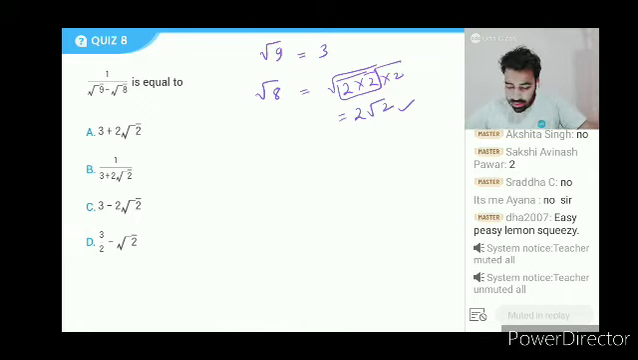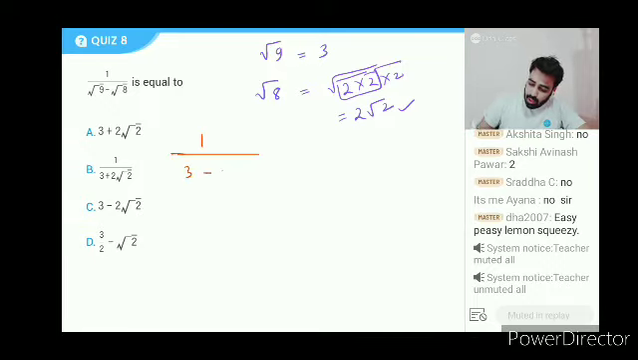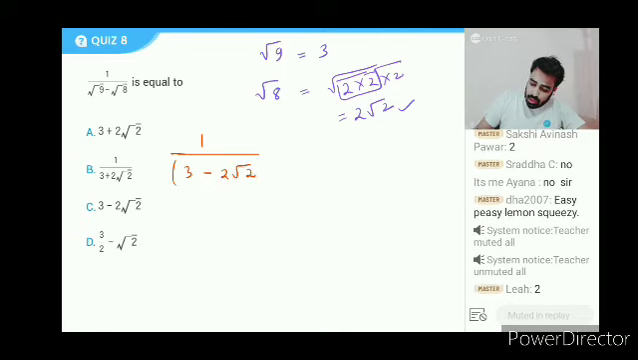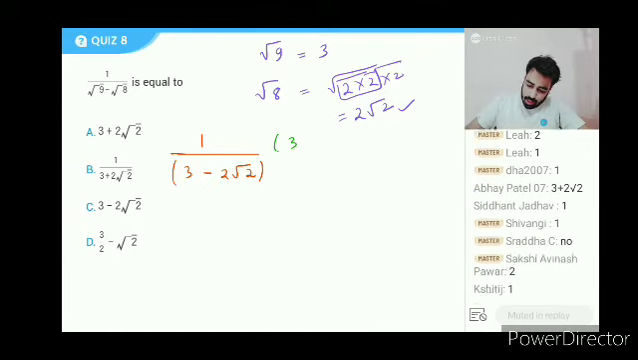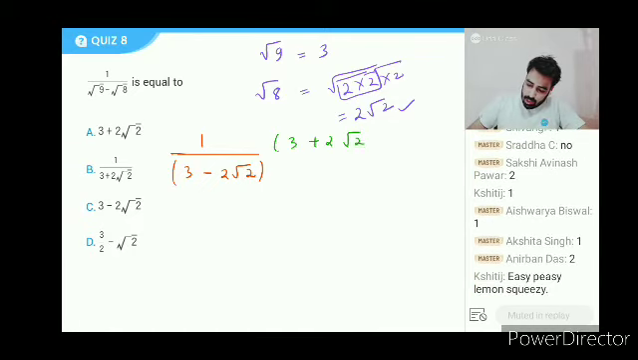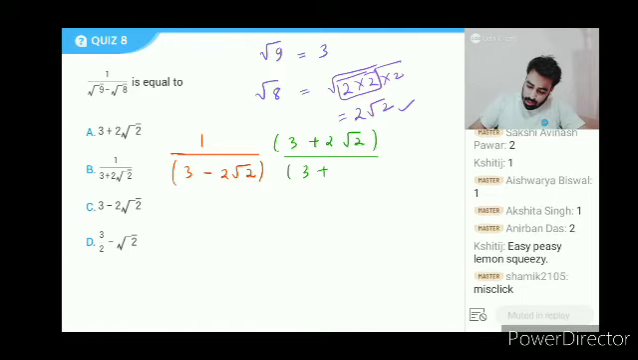Okay, let's start the countdown. 10, 9, 8, 7, 6, 5, 4, 3, 2, and 1. Let's finish it. Okay. So first thing, we need to write the denominator properly. Root of 9, I'll write 3, and this is 3 minus 2 root 2. Anyone have a problem in this? No? Take the conjugate.